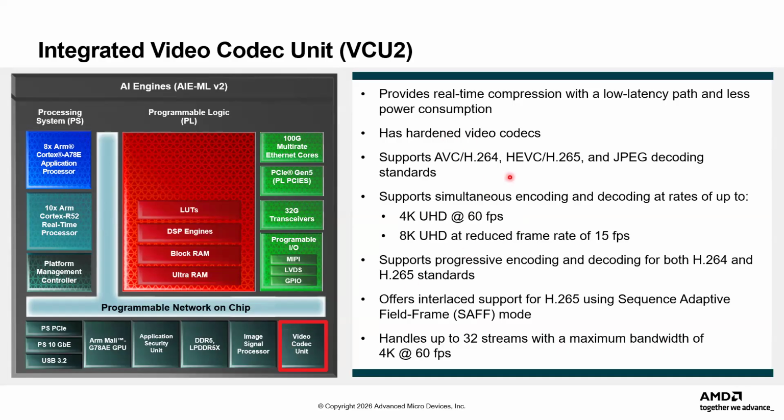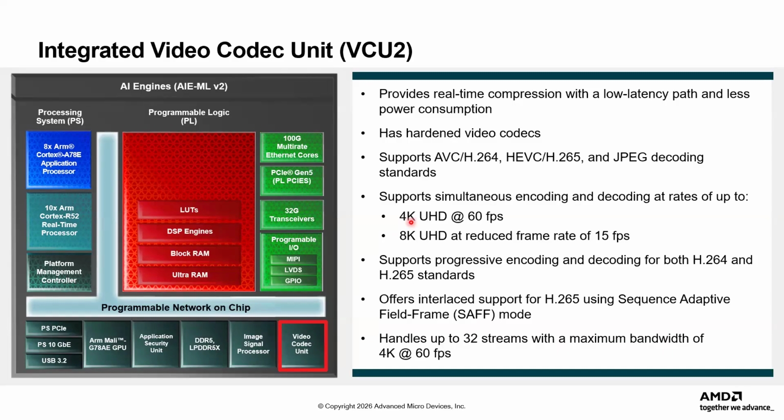So this is supporting the most standard video encoding and decoding protocols that you would likely be using, H.264, 265, and JPEG. This can support up to 4K ultra high definition at 60 frames per second, up to 8K at 15 frames per second. That is really high performance.